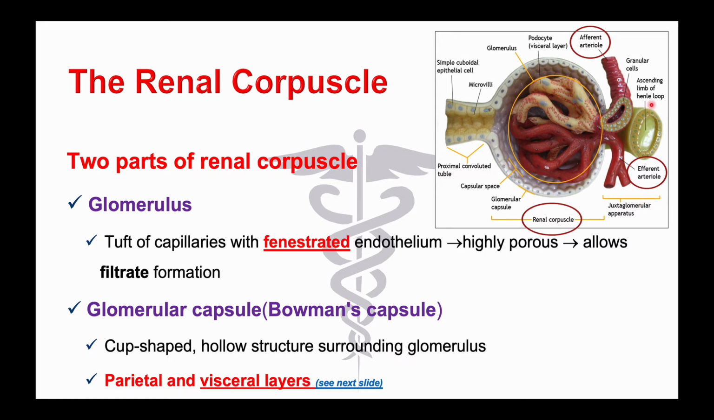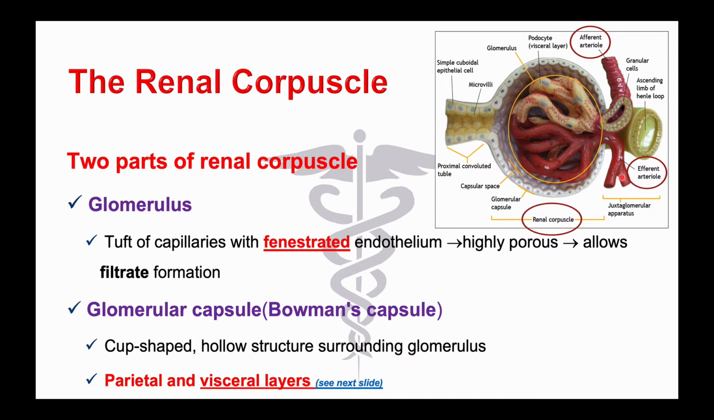You have to understand the juxtaglomerular apparatus, because there are different types of cells. I will show a different picture and explain, which helps the kidney maintain pressure. These juxtaglomerular apparatus cells decide how much urine should be filtered. I will come to that.